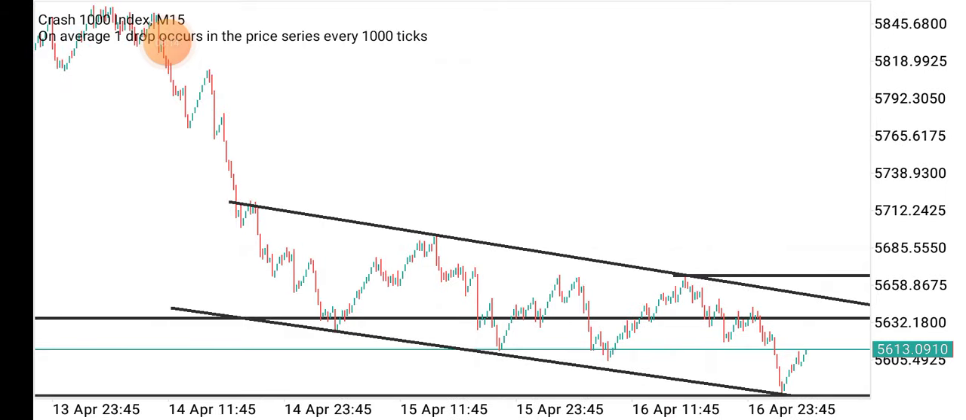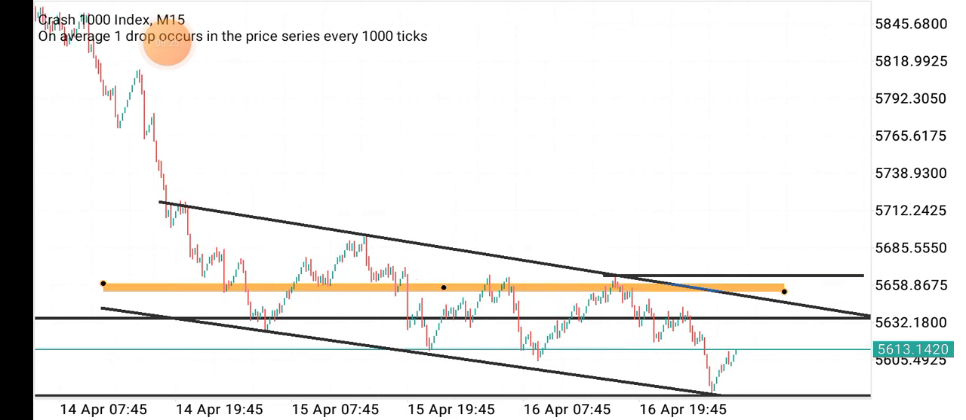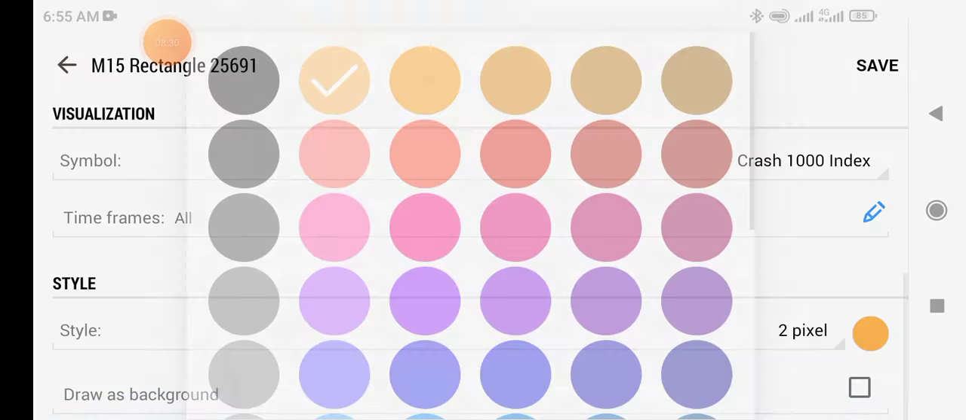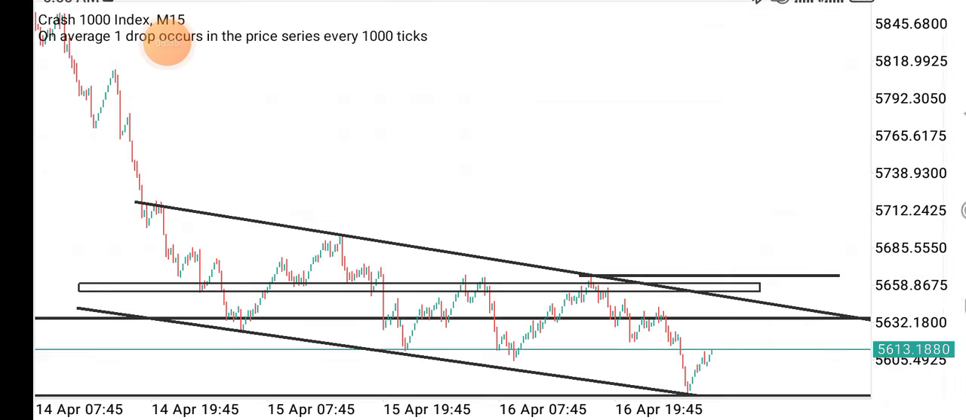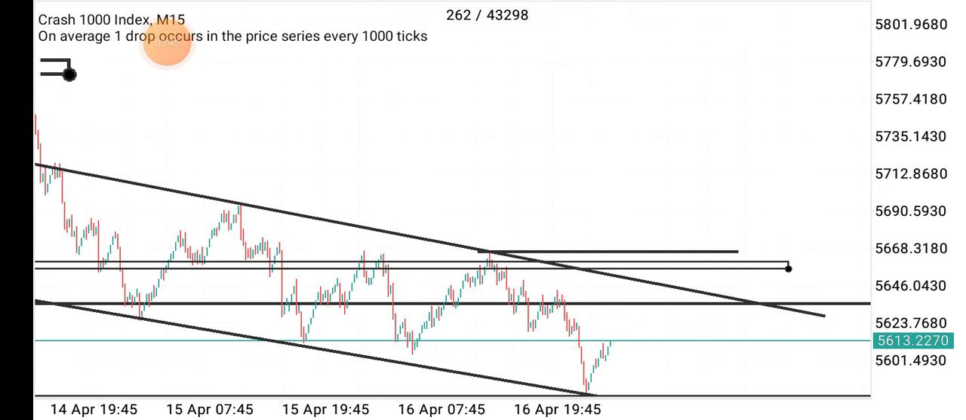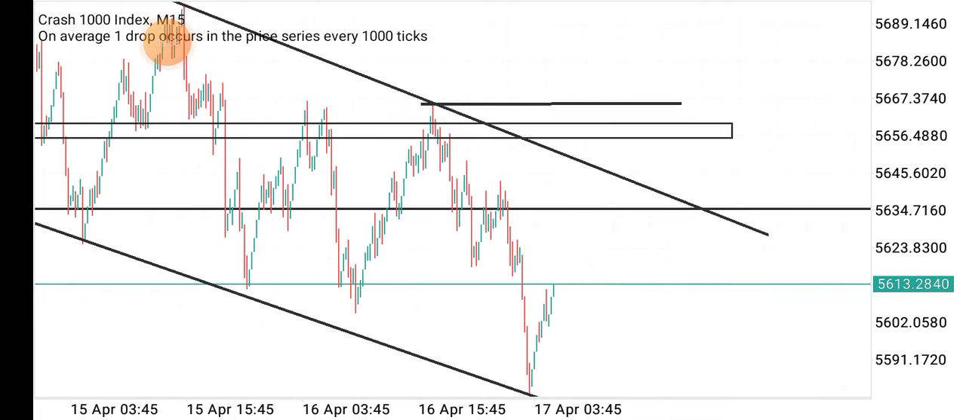Let me draw this. The market can buy around this point. The market can come back and buy nicely around this point. Let me change this to a rectangle. Yes, the market can come back and buy around this point nicely. That looks like a key level because the market has bought and sold around it. You can see the market has bought and sold around this level. So if the market can break above, I expect it to come back to that place and then buy nicely to the upside.